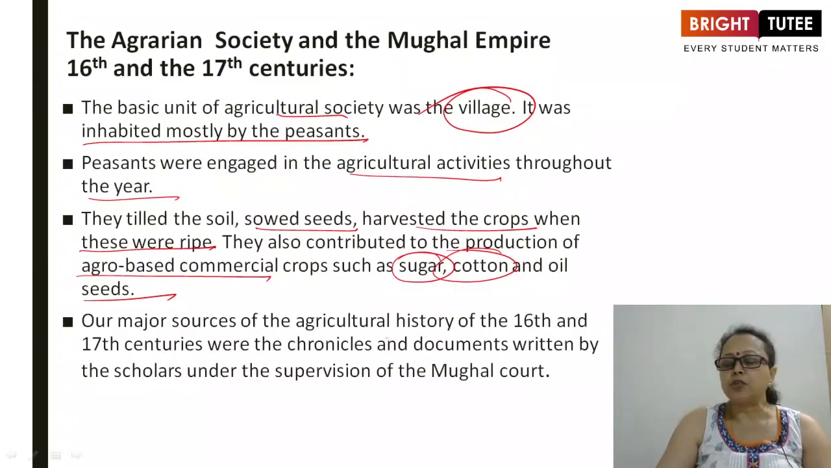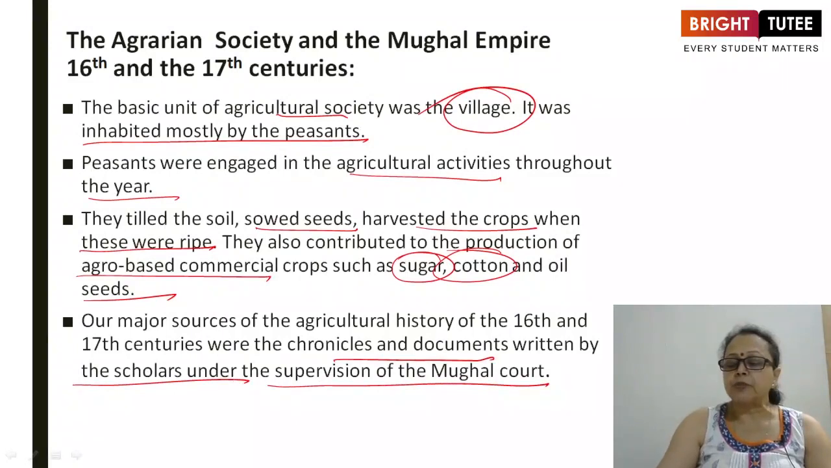Our major sources of the agricultural history of the 16th and 17th centuries were the chronicles and documents written by scholars under the supervision of the Mughal court. All these things were under the supervision of the Mughal court. In the Aine-Akbari also, we have just now discussed that, it is maintained in chronological order.